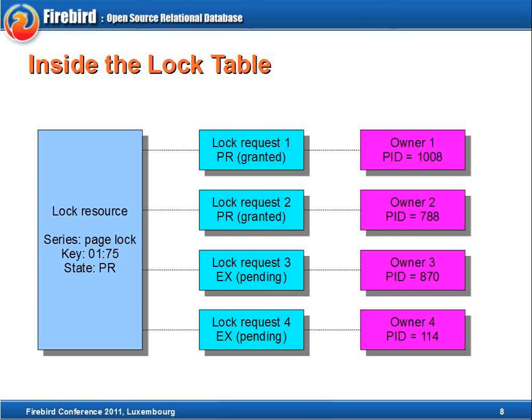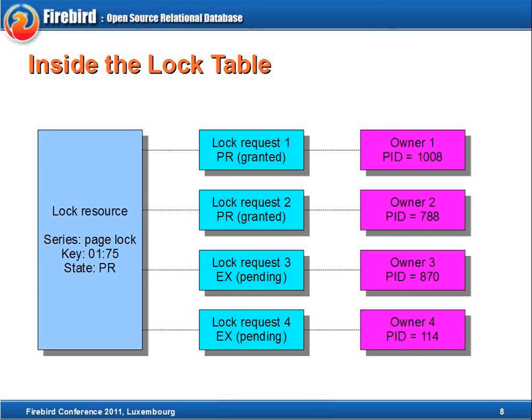Just an example for the page locks, we have a lock resource object inside the lock table. Series is the lock type. It's known to be a page lock. It's number 3. The lock key is a page space 1 at page number 75, and it's currently locked with the protected read mode.